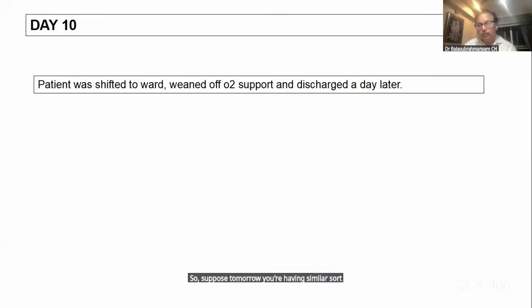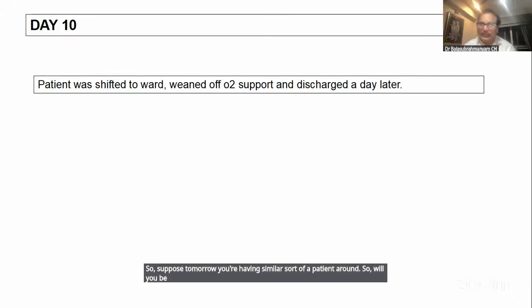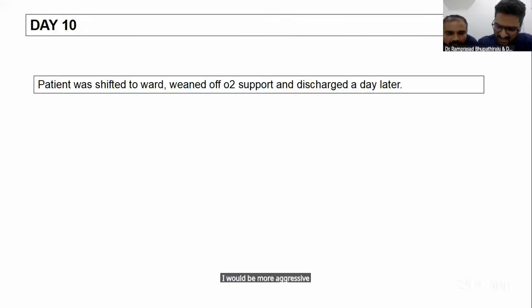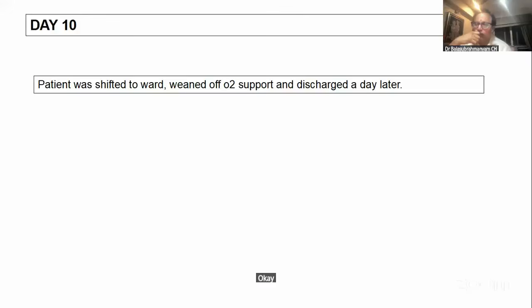Or if you have a similar new patient tomorrow, will you be more aggressive in de-resuscitating this patient at an earlier point, or will you still want to continue the maintenance fluid concept? Yes, sir, I would be more aggressive in de-resuscitating early, but judicious.